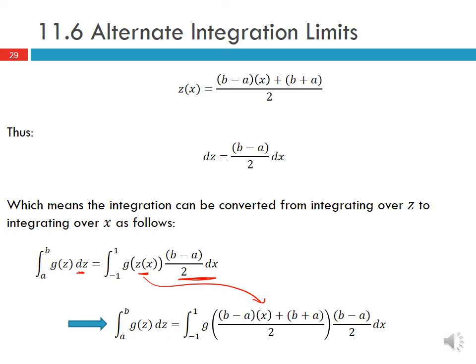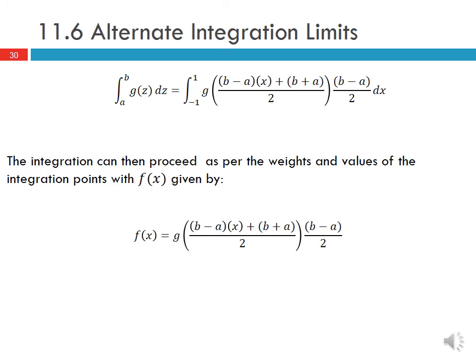So we get that the integral of g of z from a to b can be evaluated as the integral from -1 to 1 of g of all of this, ((b minus a) x plus (b plus a)) over 2, times (b minus a) over 2. So that means we basically do this transformation, and then we can use our Gauss quadrature on this expression, or this function, to evaluate the proper integral that we're interested in.